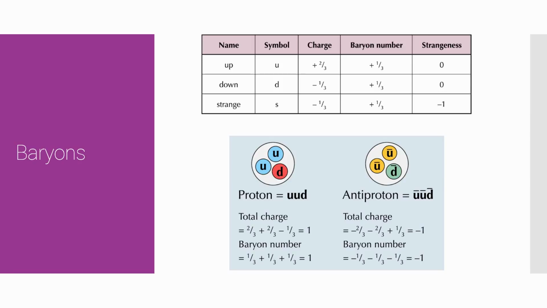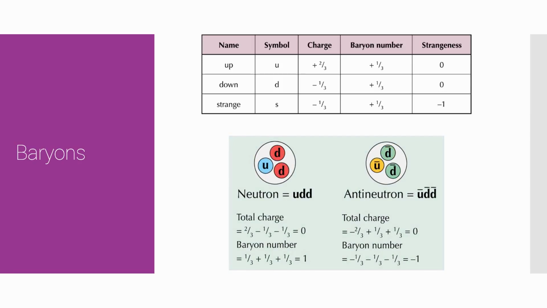We can do the same thing for the neutron. Up, down, down, that adds up to a total charge of 0 and a baryon number of 1. And the anti-up, anti-down, anti-down adds up to, once again, a total charge of 0, but a baryon number of minus 1. Let's talk about how mesons are made.